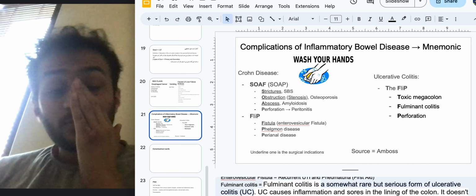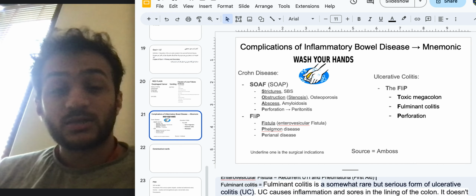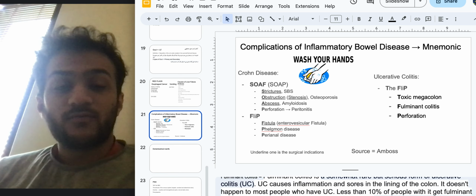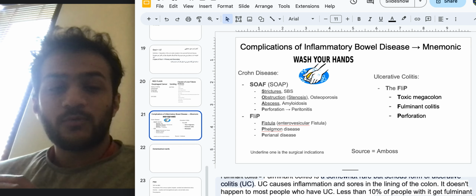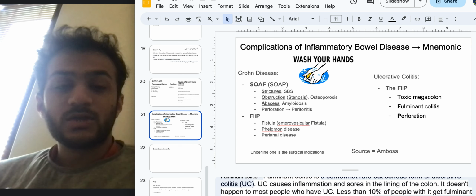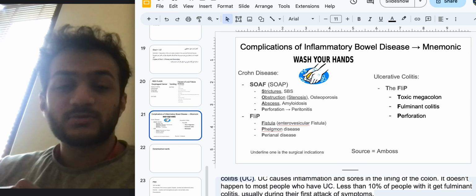The fulminant colitis is a somewhat rare and serious form of ulcerative colitis. Ulcerative colitis causes inflammation and sores in the lining of the colon. It doesn't happen to most people who have ulcerative colitis. Less than 10% of people will get fulminant colitis, usually during their first attack of symptoms.